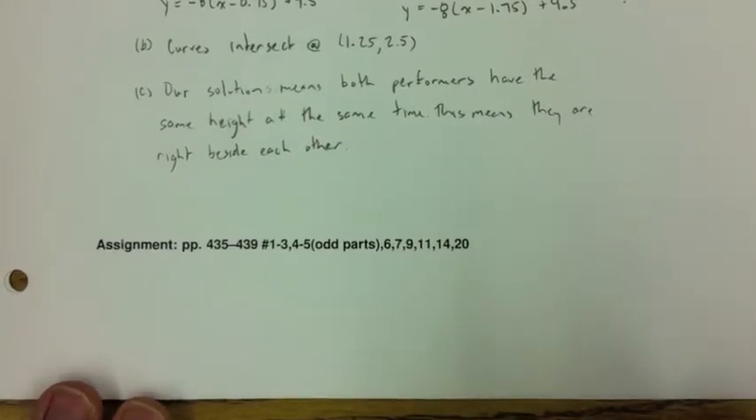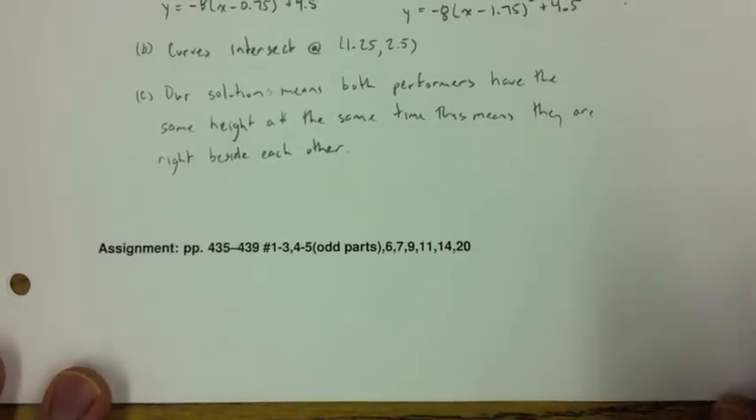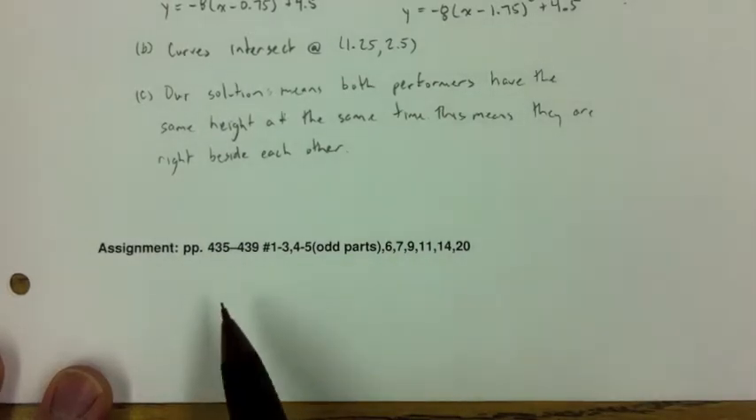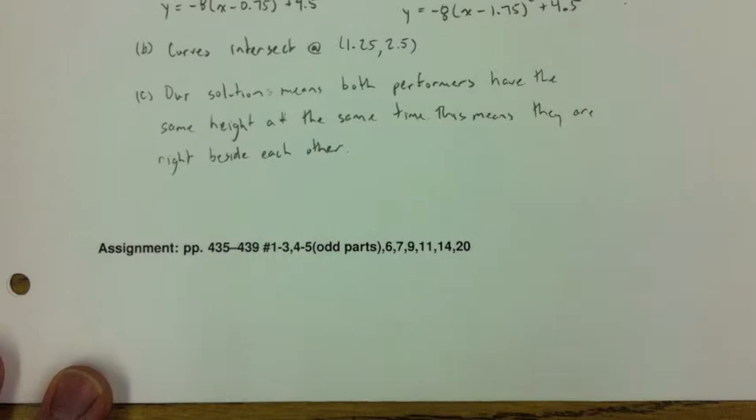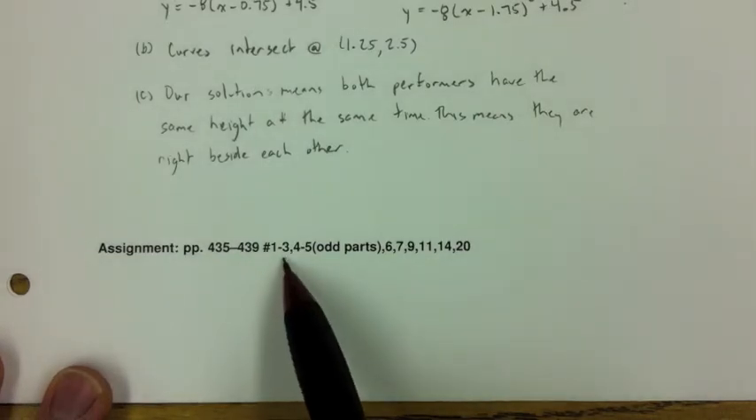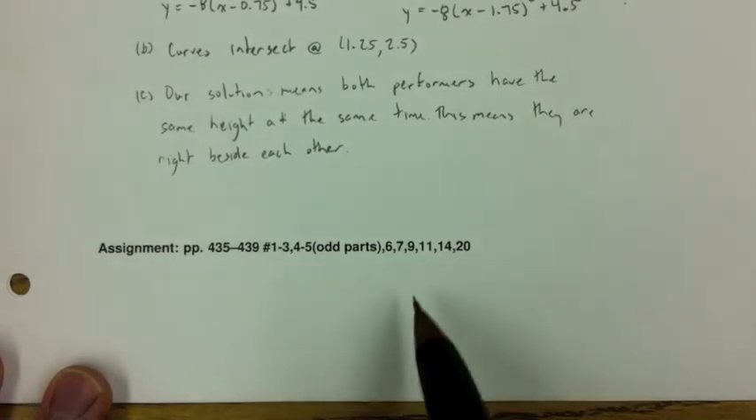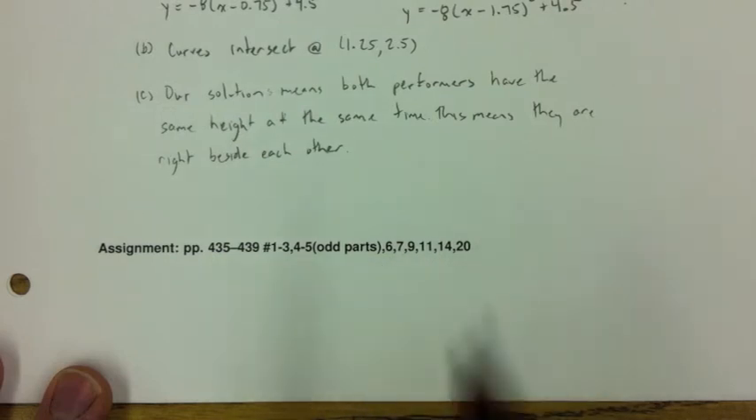In support of solving systems of equations graphically with the use of technology, we've got an assignment on pages 435 to 439, doing numbers 1 to 3, 4 to 5, the odd parts, 6, 7, 9, 11, 14, and 20.